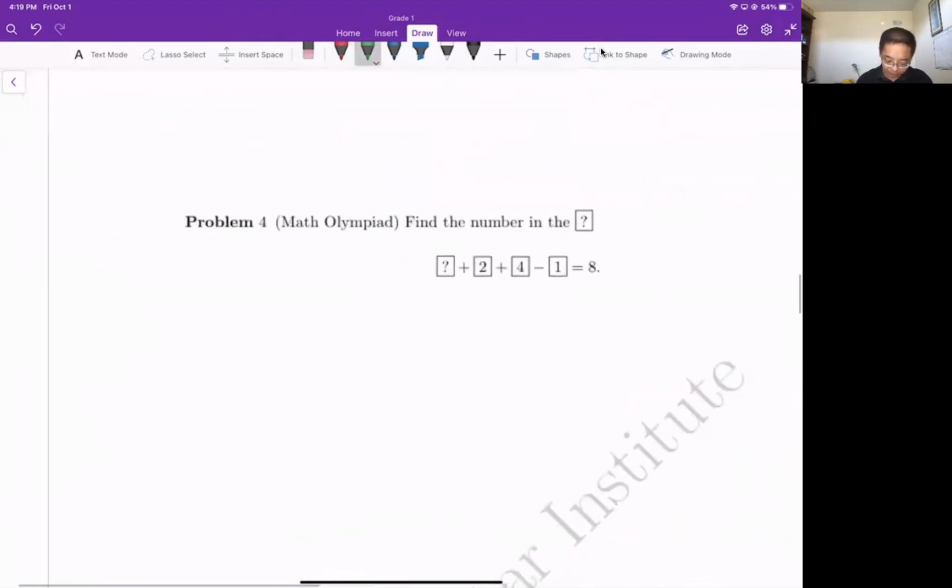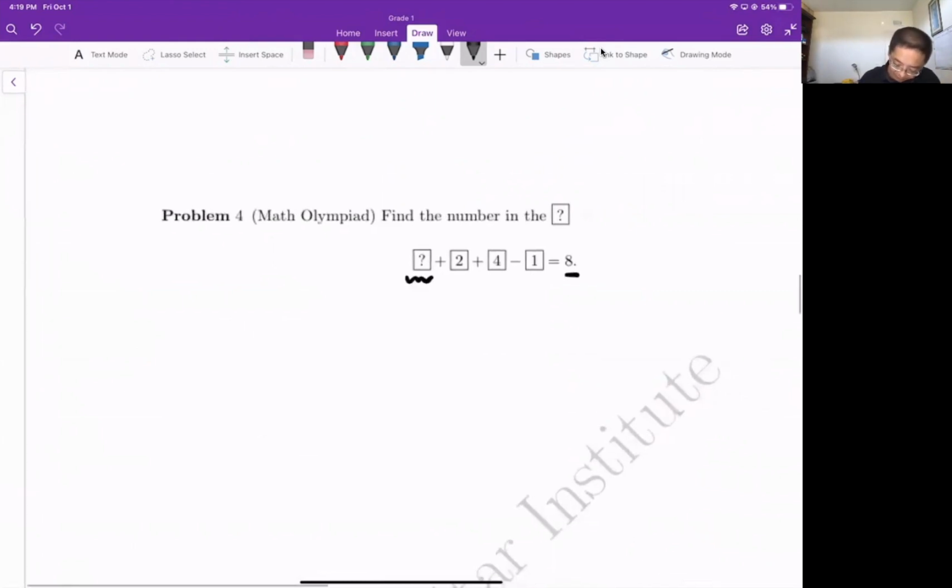Question number 4. Right here we have the numbers 2, 4, 1, and then we have one number that is missing. We need to figure out what this number is, so that eventually we come up with 8. Let's do it. First of all, we see 4 plus 6 and 2 plus 4. We can add this one first, so this one equals 6. Then we get this question mark plus 6 minus 1 equals 8, right?